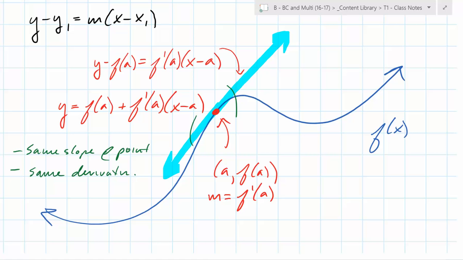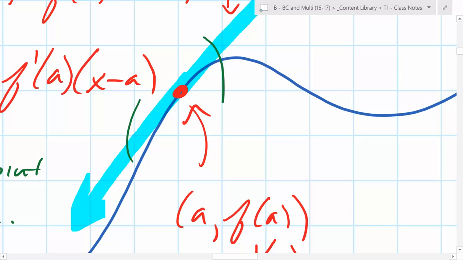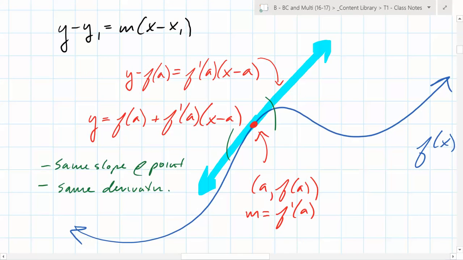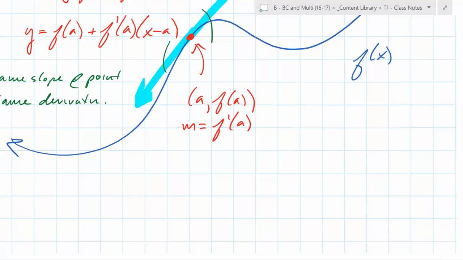Now here's the thing. The blue part of that function right there, is that a straight line? If you zoom really far in, does it look straight? Sure. But this part of it right here, is that straight? Is it curved? What's the simplest curve we know? Parabola. So here's the thing.